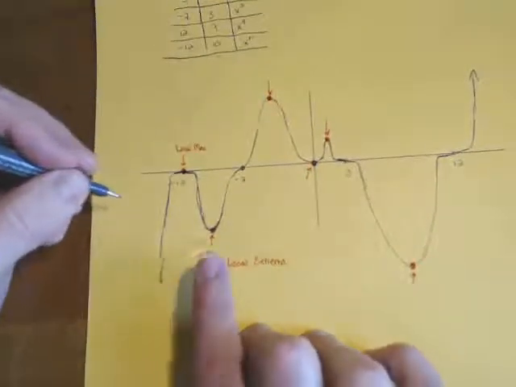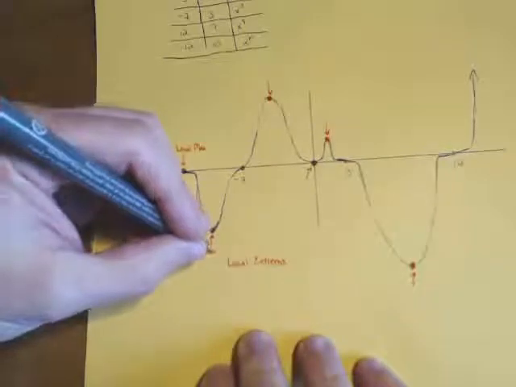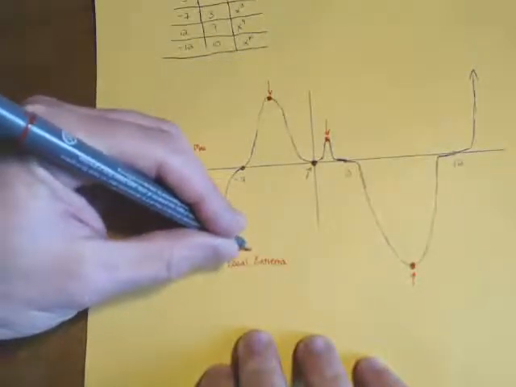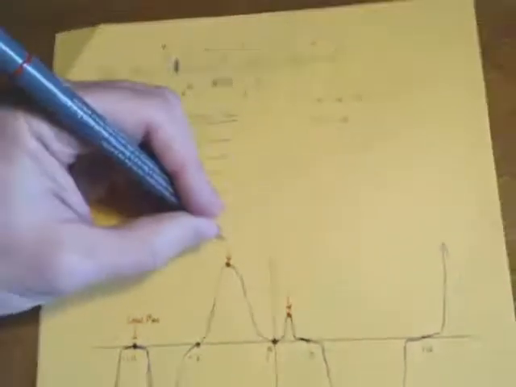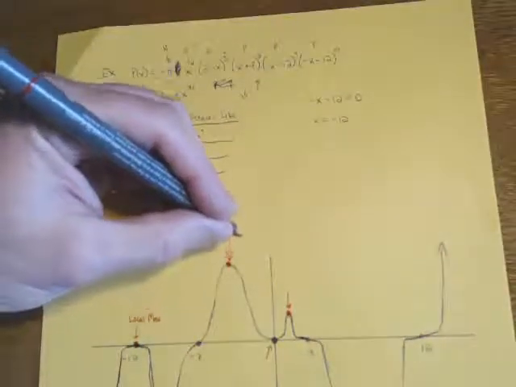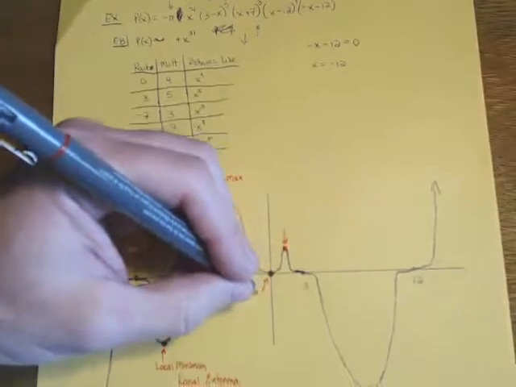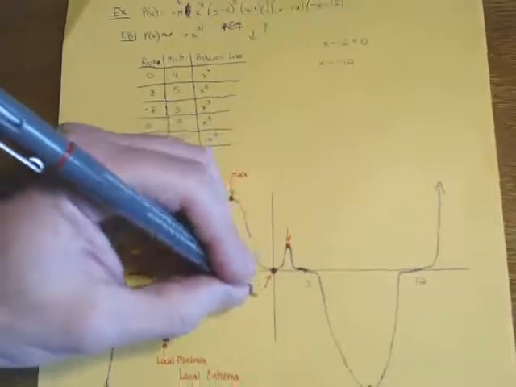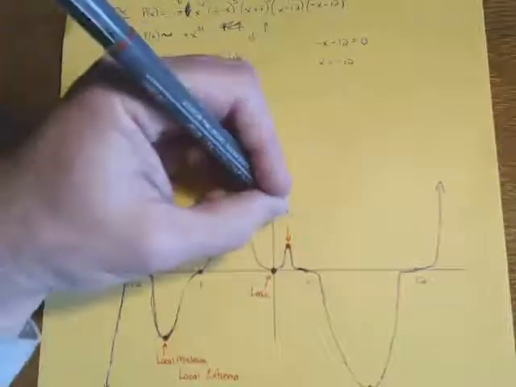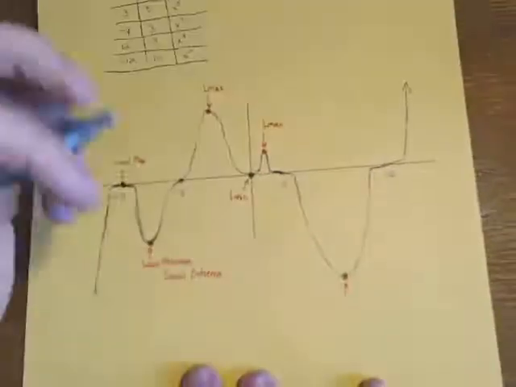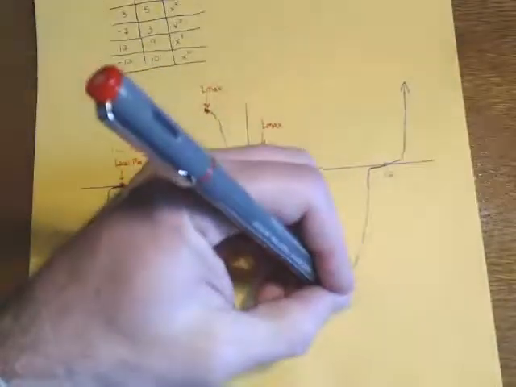And this one right here is a local minimum. And therefore, this one is a local max. L max is what I start using instead of local maximum. And this one right here is an L min. That's an L max. This one all the way down at the bottom here is an L min.